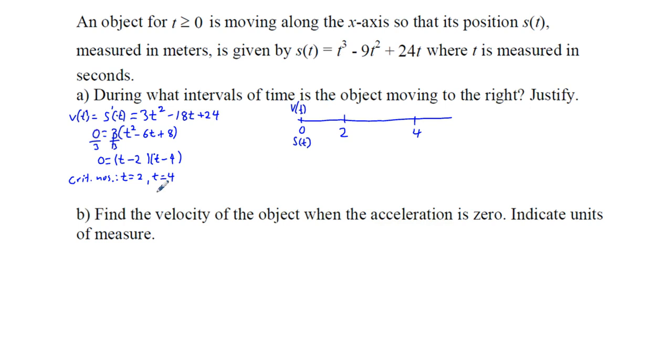And so just looking at this function here, if we take a number to the left of 2, or 0, we're going to have a negative times a negative. So we're going to have positive, which means the value of the function is going up, and that would be equivalent to moving to the right. And then between 2 and 4, we're going to have a negative times a positive, so the particle will be moving to the left in that interval. And then finally, greater than 4, we will be again positive or moving to the right.